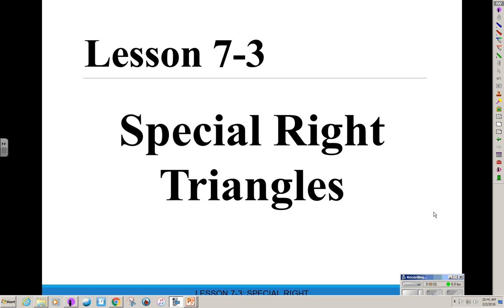This lesson is special right triangles. We're going to solve for side lengths of 45, 45, 90 triangles and for 30, 60, 90 triangles.